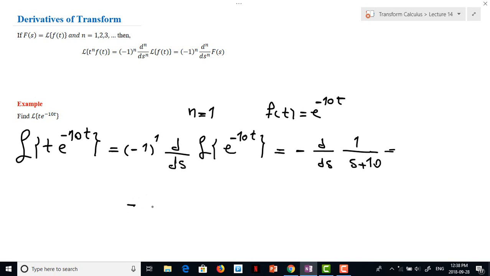So we have minus the derivative of a fraction: its denominator squared, (s plus 10) to the power of 2. The derivative of the numerator is 0 times the denominator, minus the derivative of the denominator. The derivative of s plus 10 is 1. So it's minus 1 over (s plus 10) squared. Minus times minus is plus. As a result, we have 1 over (s plus 10) squared. So we could find the Laplace transform of t times e to the power of minus 10t. Let's solve another example.